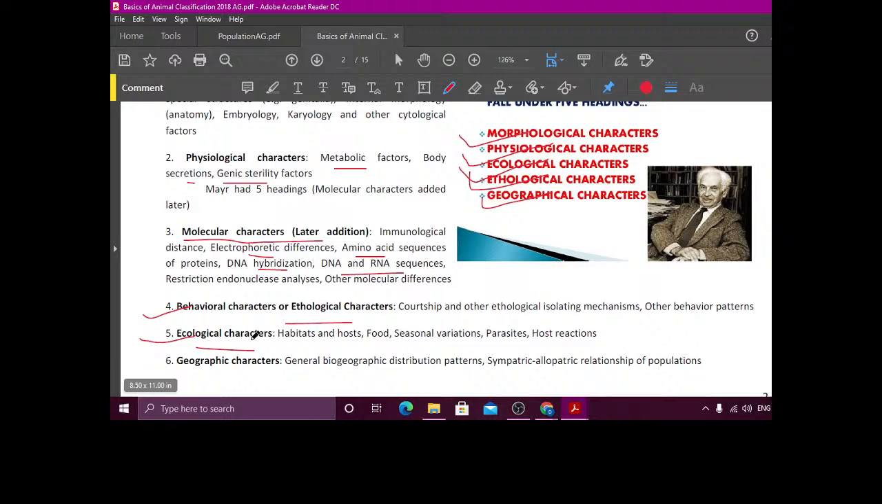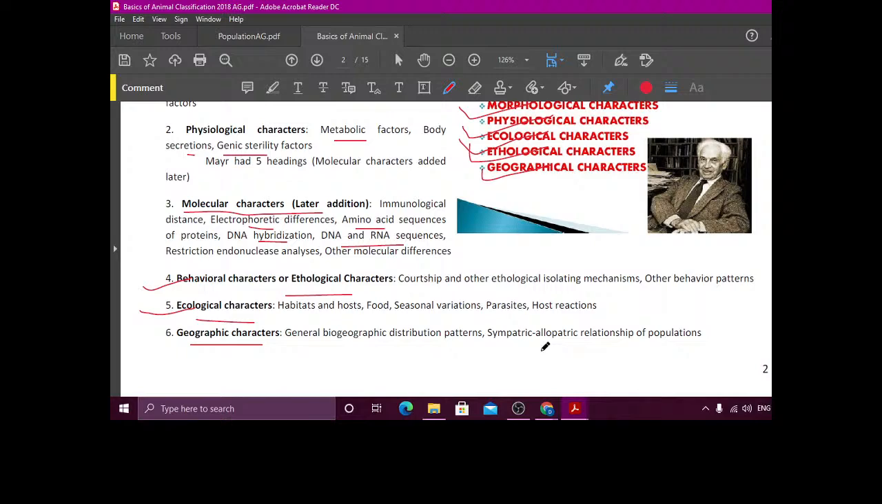Then you also have geographical characters. Populations become differentiated because they are geographically separated, isolated. So they become different subspecies. Like in the video, you saw the example of jaguars, Panthera onca onca, Panthera onca. You had different subspecies being formed because one is in Africa, one is in say Asia. They can't meet each other, so they're isolated. Gradually, as time passes, they become different organisms.